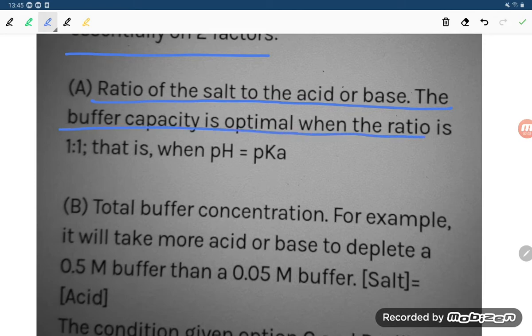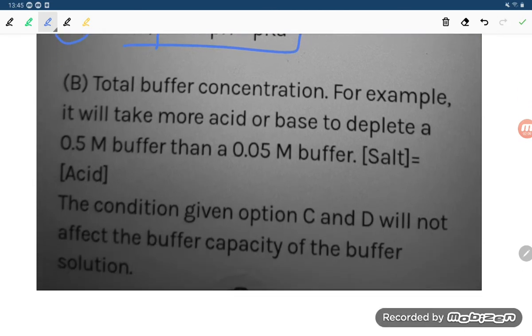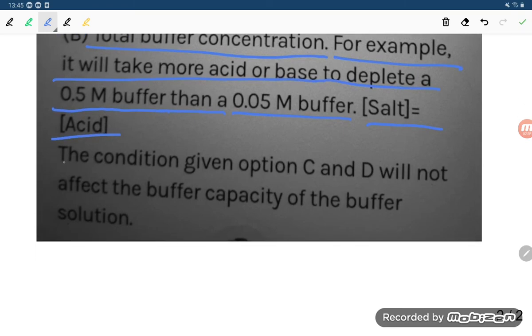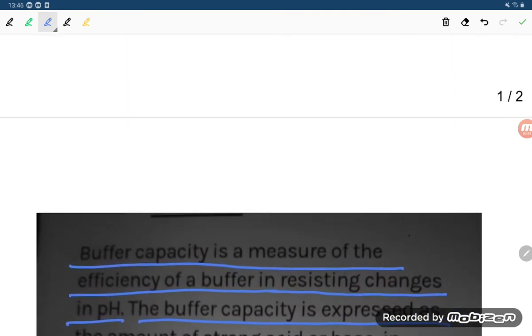The buffer capacity is optimum when the ratio is 1:1, that is pH is equal to pKa. So buffer capacity is maximum. Second, total buffer concentration. For example, it will take more acid or base to deplete a 0.5 molar buffer than a 0.05 molar buffer, that is salt concentration equal to acid concentration. The conditions given in option C and D will not affect the buffer capacity of the solution. So C, D will not affect.